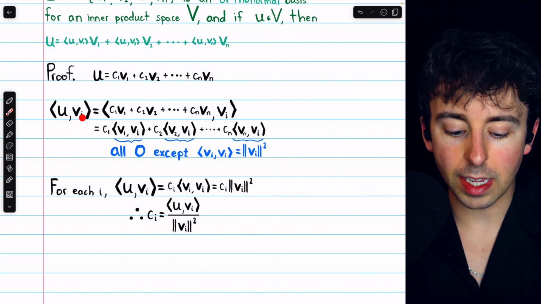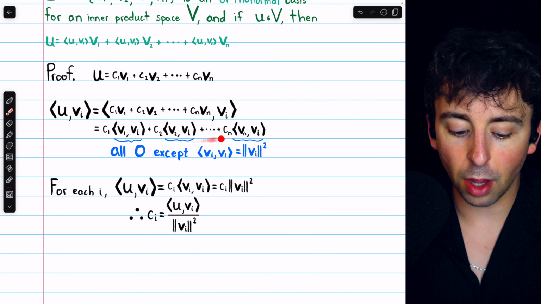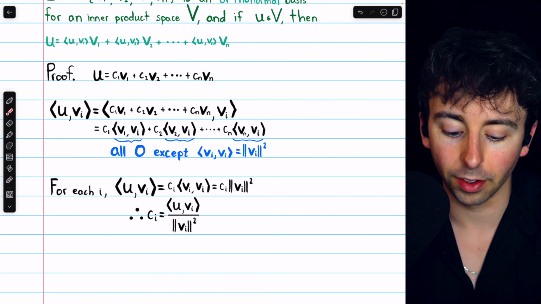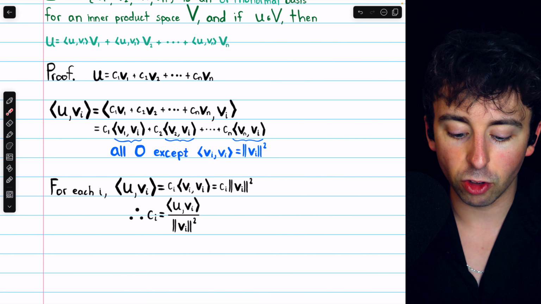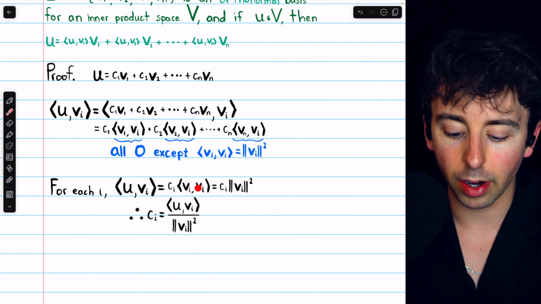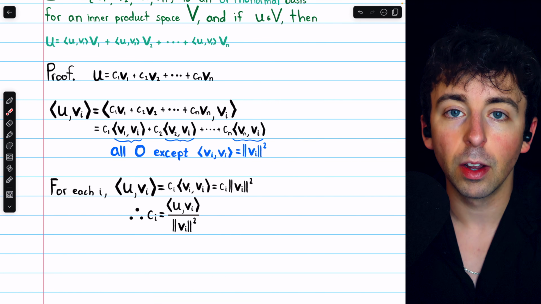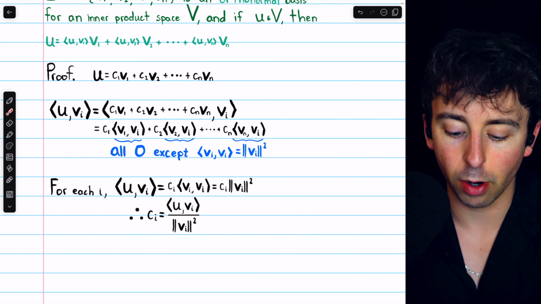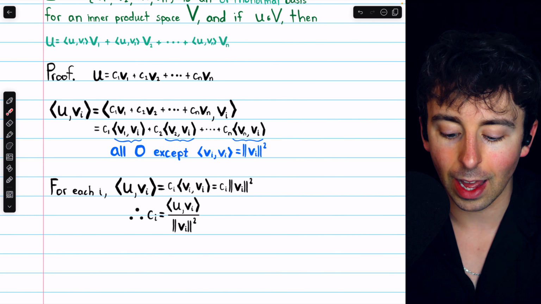Now remember, this vi, this vector from the orthogonal set, was arbitrary. So this logic shows us that for each i, hence for each vector from the orthogonal set, the inner product of u with that vector can be written as just ci times the inner product of vi with vi. Again, that's because all of these other terms would be 0. Now, the inner product of vi with vi is just the square of the magnitude of vi, so this inner product is just ci times the square of the magnitude of vi.